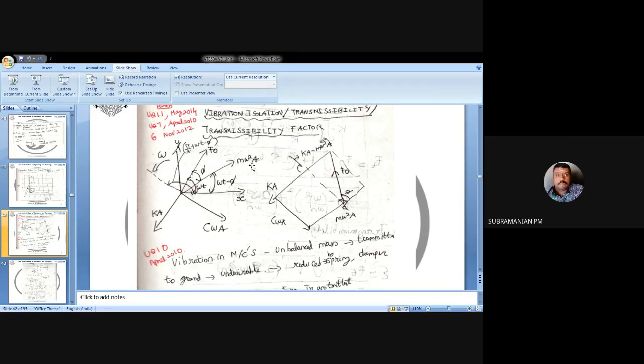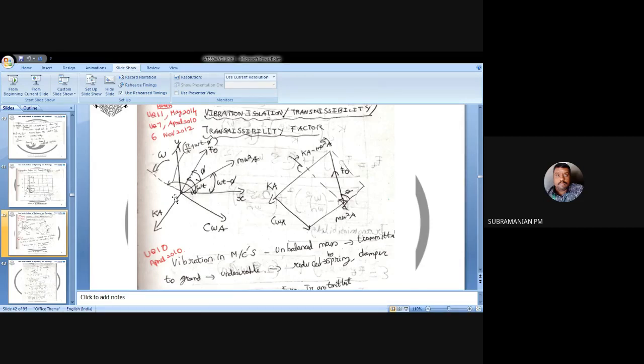It will be related to centrifugal force. This one is the external force, and what are the angles it is going to make? These forces will be causing unbalance. So these forces should be balanced by my spring force and damping force.